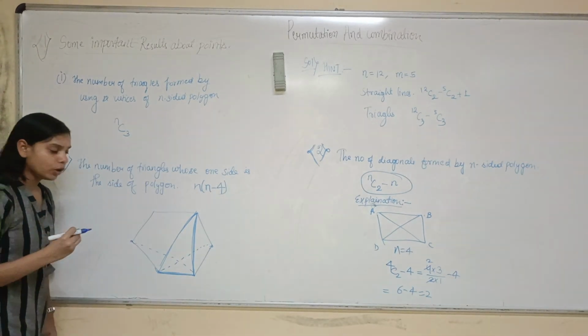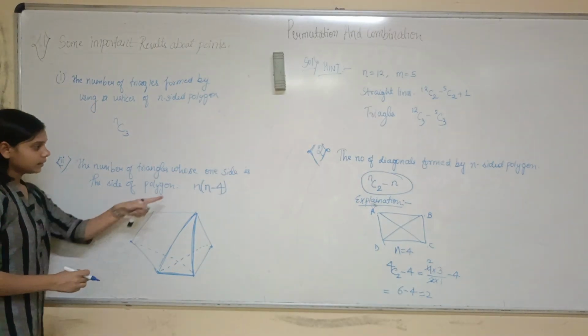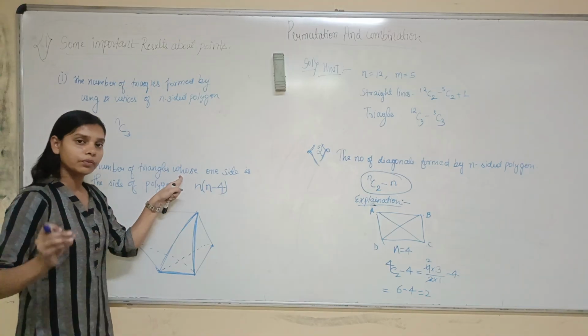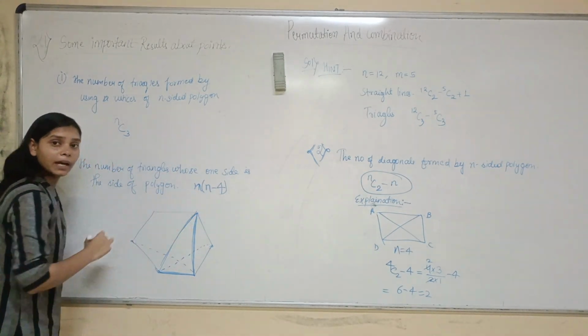If we subtract 4 points from the given polygon, then we can get the triangle whose one side is the side of the polygon. Right? So n minus 4, and why do we multiply by n here?